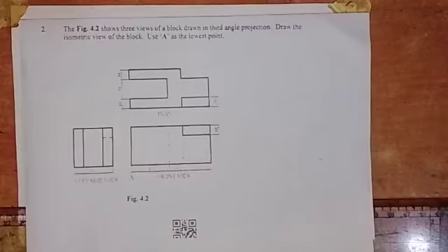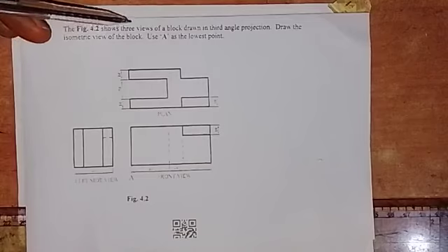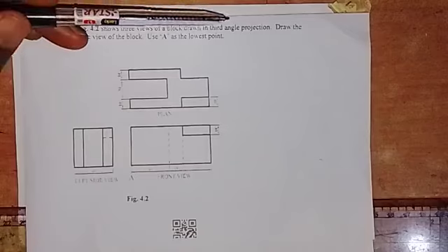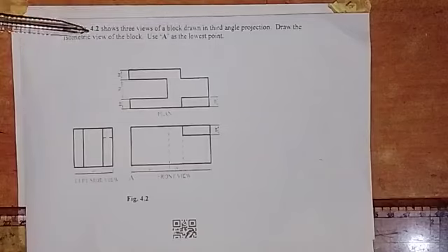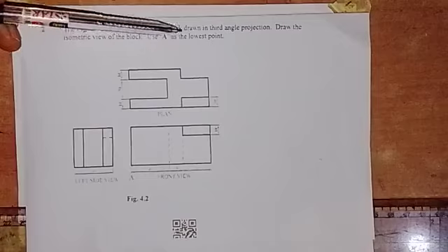Here is question 2 of the year 2026 NECO past question, paper 4. Here we have that figure 4.2 shows three views of a block drawn in third angle projection. Draw the isometric view of the block. Use A as the lowest point.